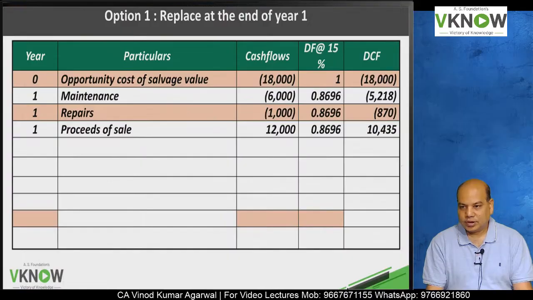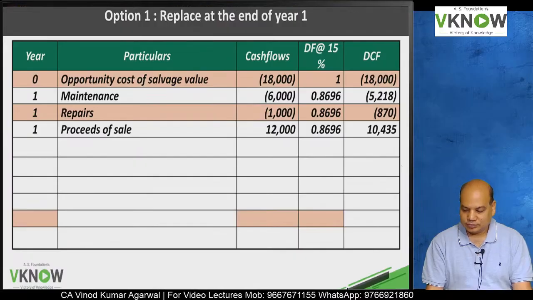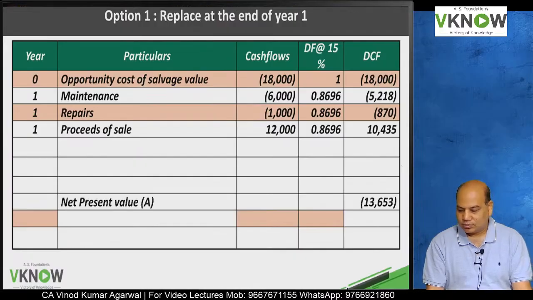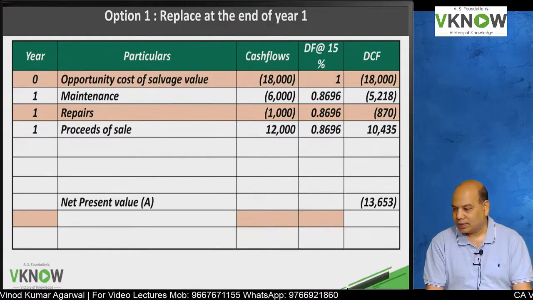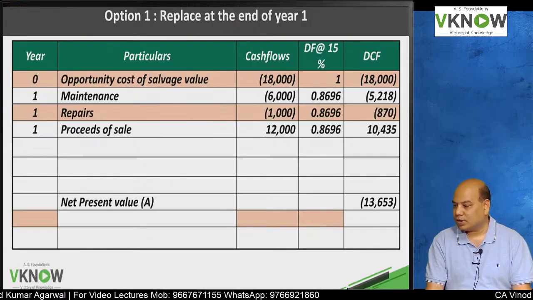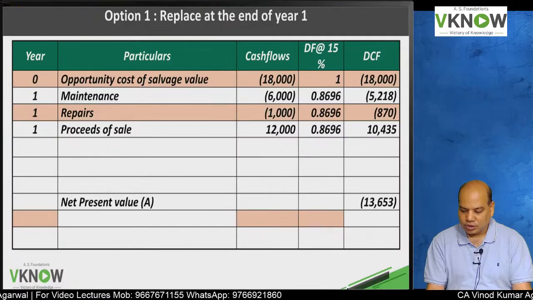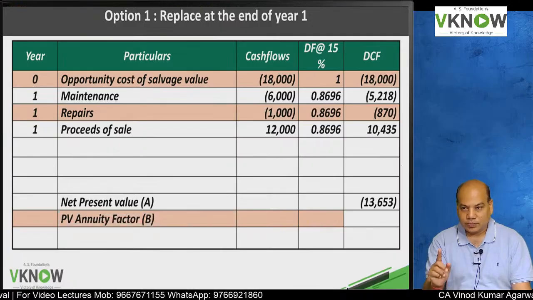10,435. Take the total. That is net present value. Anybody? 13,653. Take the total. 1 or 2 rupee difference is okay.